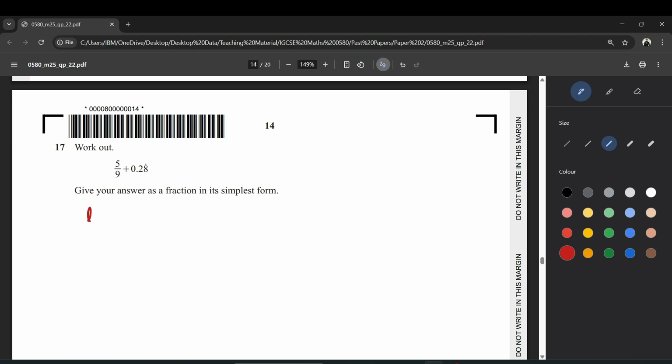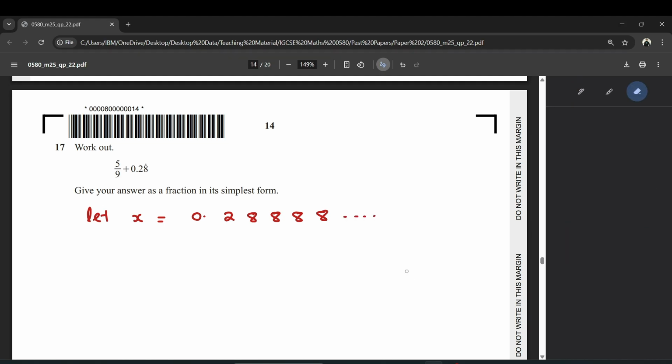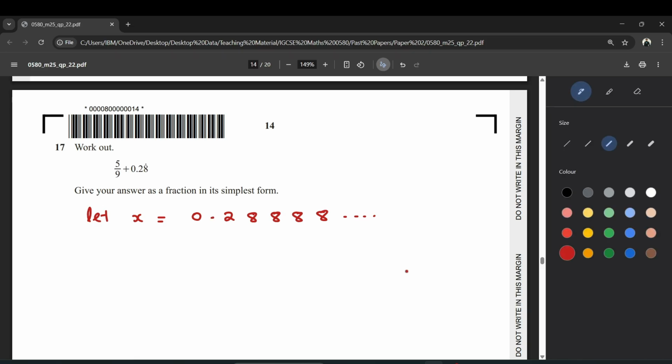So what I'm going to do is, first I'm going to say let x equal 0.2888, and so on. Make sure that your alignment with the next ones is the same as this one. If I multiply by 10 on both sides, what's going to happen? The decimal point is going to shift. So now it becomes 2.888888.